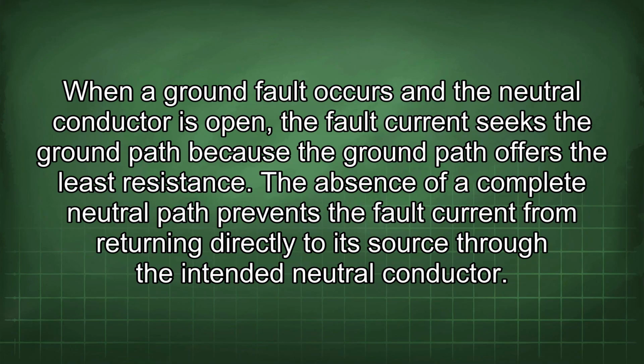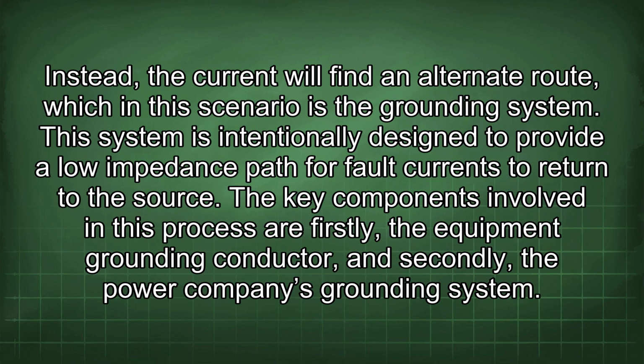When a ground fault occurs and the neutral conductor is open, the fault current seeks the ground path because the ground path offers the least resistance. The absence of a complete neutral path prevents the fault current from returning directly to its source through the intended neutral conductor. Instead, the current will find an alternate route, which in this scenario is the grounding system. This system is intentionally designed to provide a low impedance path for fault currents to return to the source. The key components involved in this process are, firstly, the equipment grounding conductor, and secondly, the power company's grounding system.